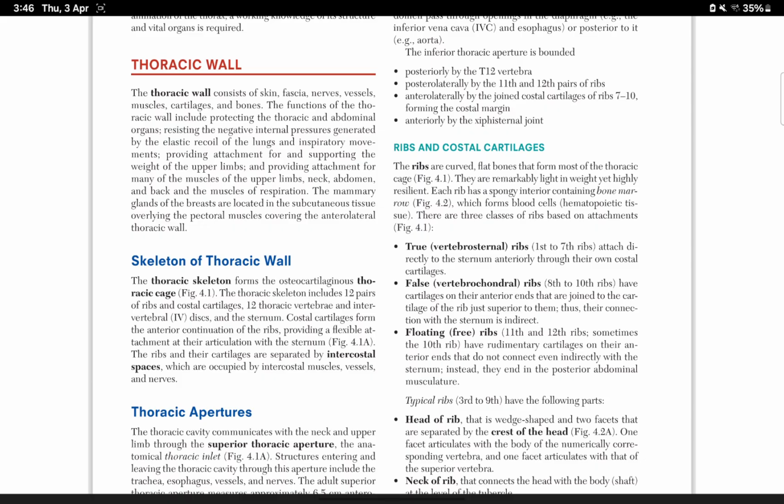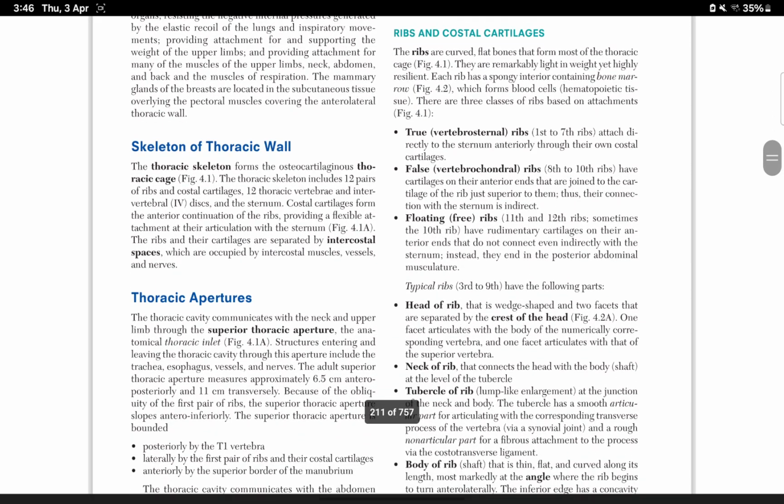The mammary glands and breast are located in the subcutaneous tissue overlying the pectoral muscles covering the anterolateral thoracic wall. Skeleton: the thoracic skeleton forms the osteocartilaginous thoracic cage. Osteo means bone, cartilage means cartilage, and thoracic cage is the cage-like thing. The thoracic skeleton includes 12 pairs of ribs and costal cartilages, 12 thoracic vertebrae and intervertebral discs, and the sternum. Costal cartilages form the anterior continuation of the ribs, providing a flexible attachment at the articulation with the sternum.